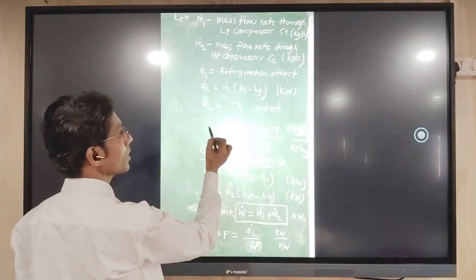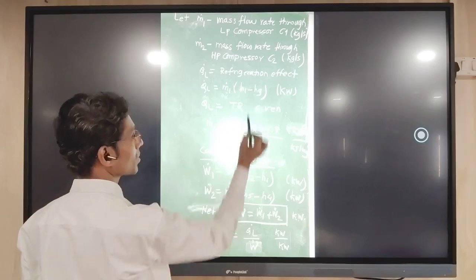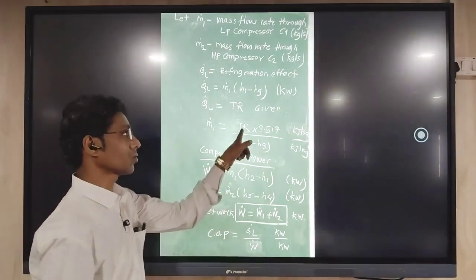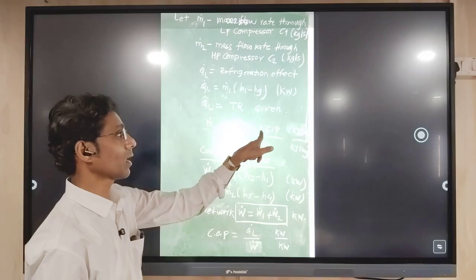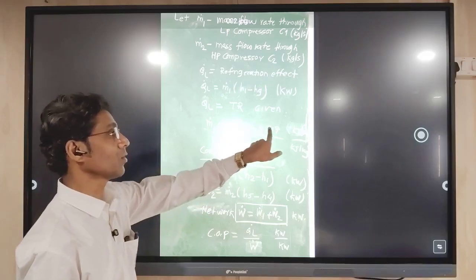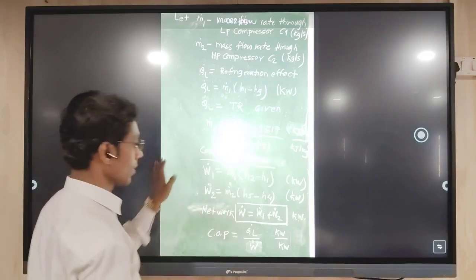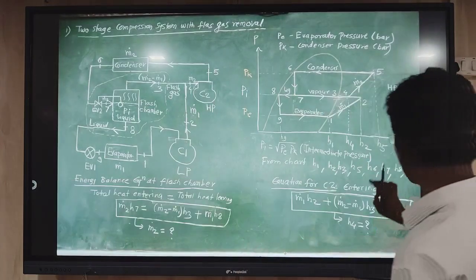How? M1 dot is equal to Q dot L divided by H1 minus H9. But Q dot L is given in TR. So here we need the TR to kilowatt conversion. That is why we multiply this TR value with 3.517. So here we get M1 dot. Now this M1 dot we use here.